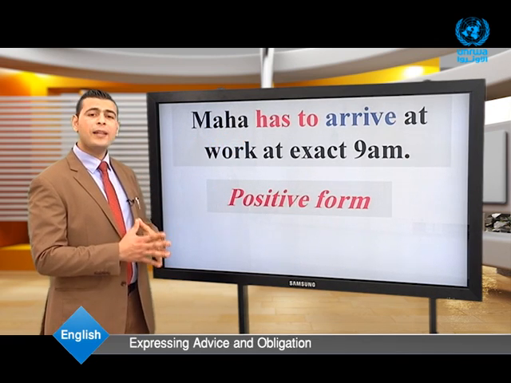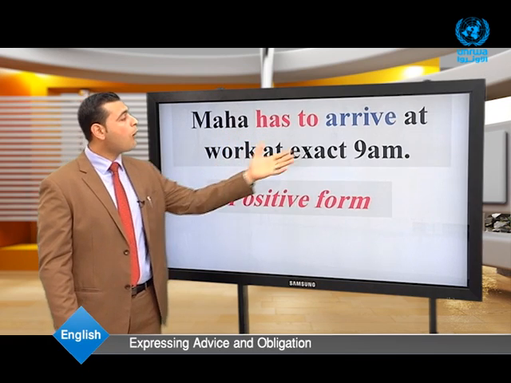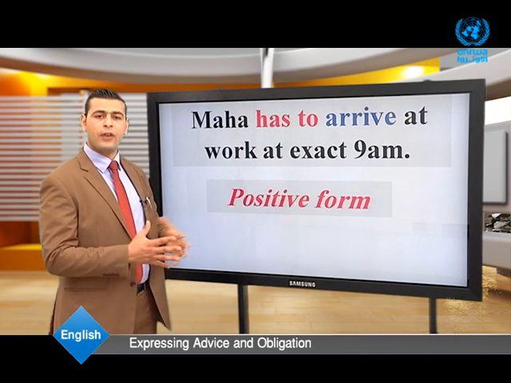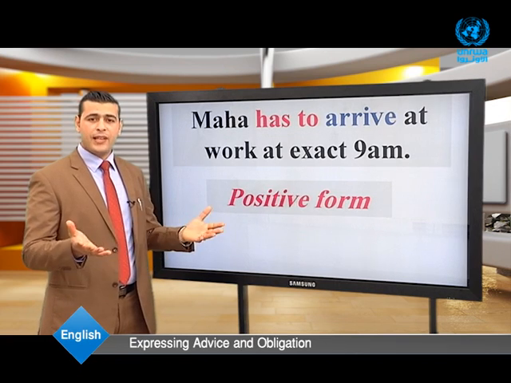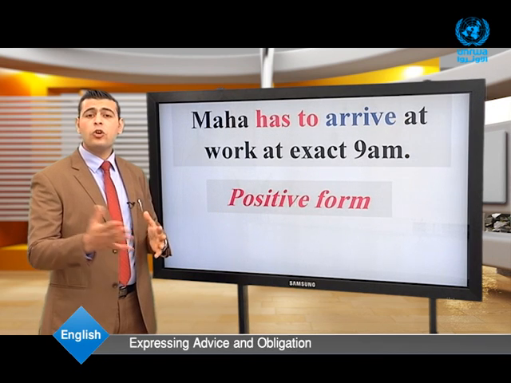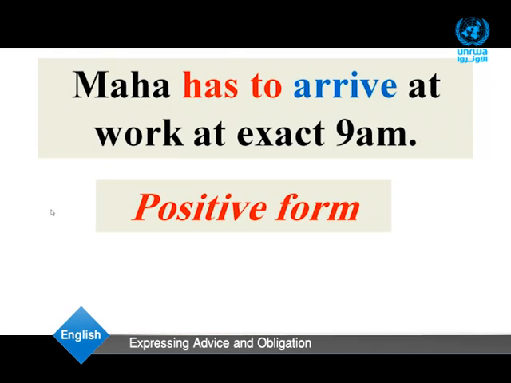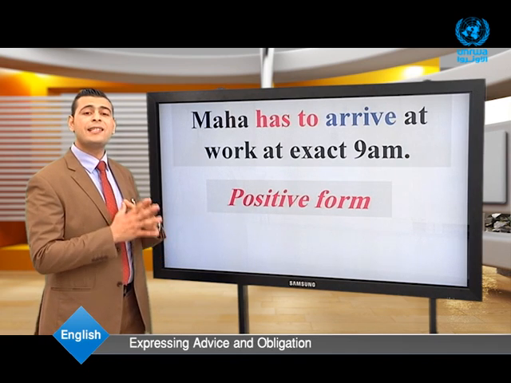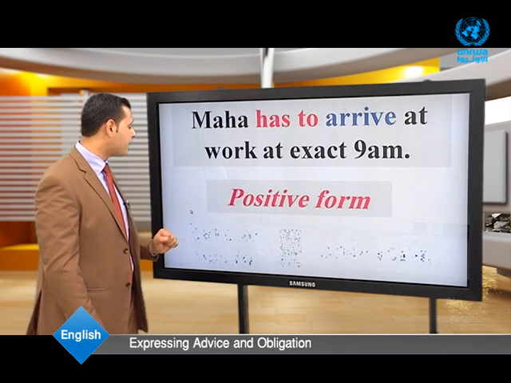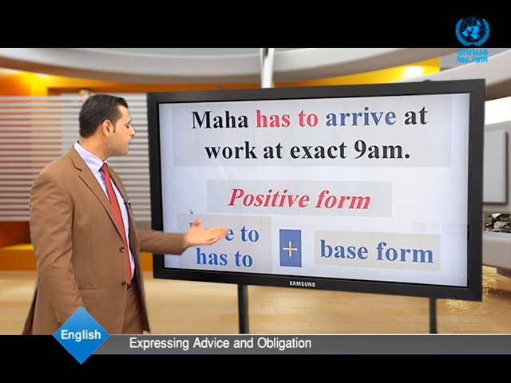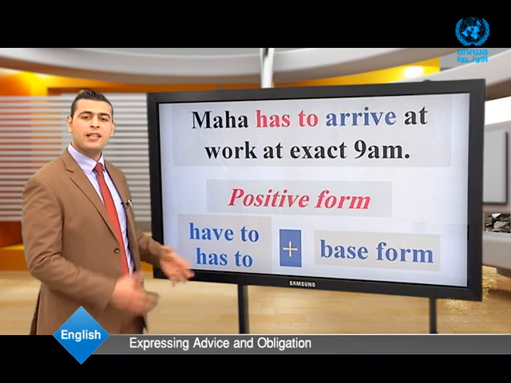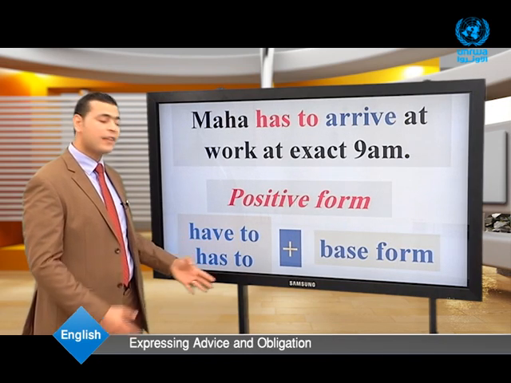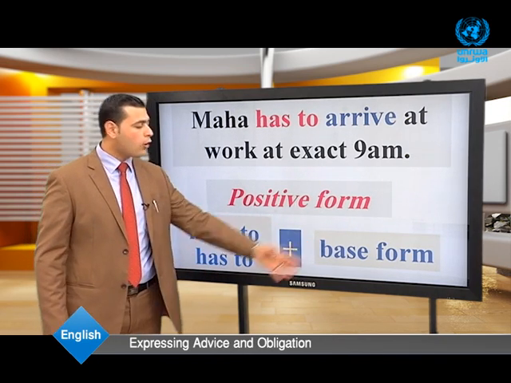What comes after has to or have to? Of course, the base form of the verb. So here, Maha has to arrive at work at exact 9 a.m. Now, dear students, let's look at the structure of the positive form of have to or has to. We use have to or has to plus the base form. Have to if the subject is plural, and has to if the subject is singular, plus the base form of the verb.